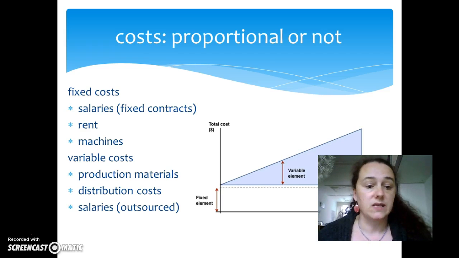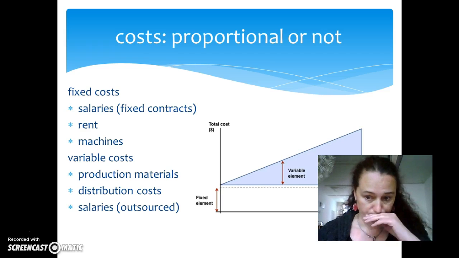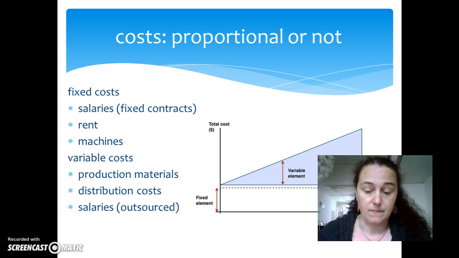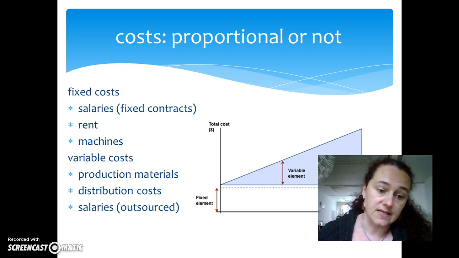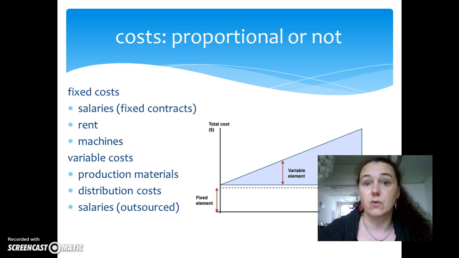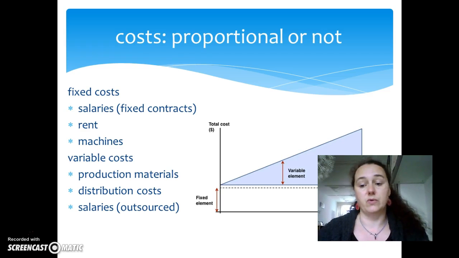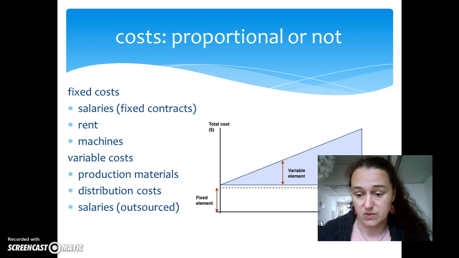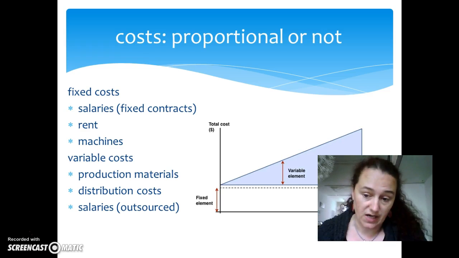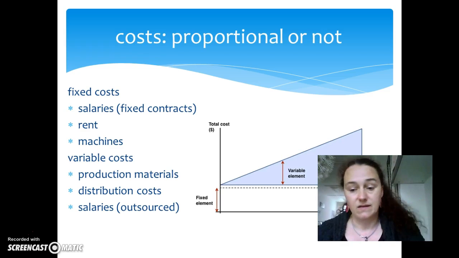Typical fixed costs are salaries, rent, machines, because you have to buy them or pay them anyway. Typical variable costs are production materials, distribution costs, and salaries that are outsourced. So if you need more, you just get more people in from the job agency, etc. So it is really important to indicate whether costs are proportional or not. Now, on the exam, if I ask you to put some costs into fixed or variable, then give your arguments why. If you put it in the wrong category but have a reason why, then you might still get the right answer.